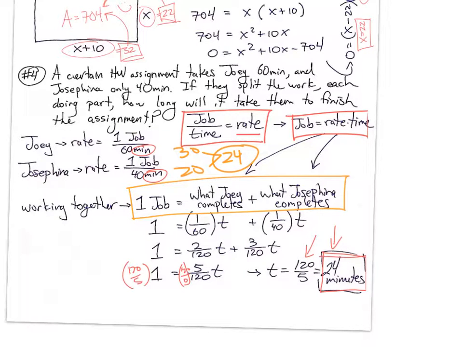Notice how it's not the average, it's not 25, it's close to that. Turns out that Josefina would do more than half the work. Shame on you, Joey.